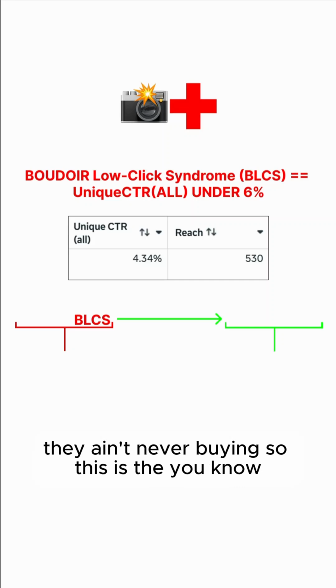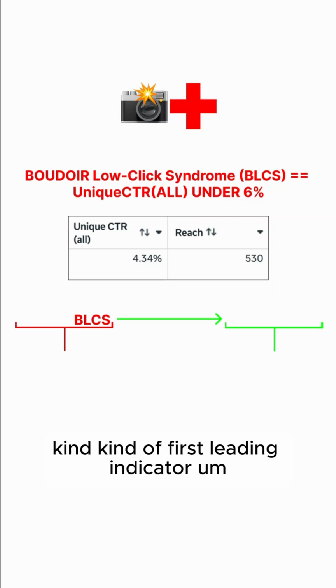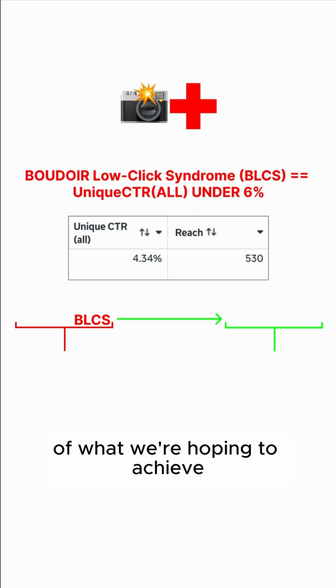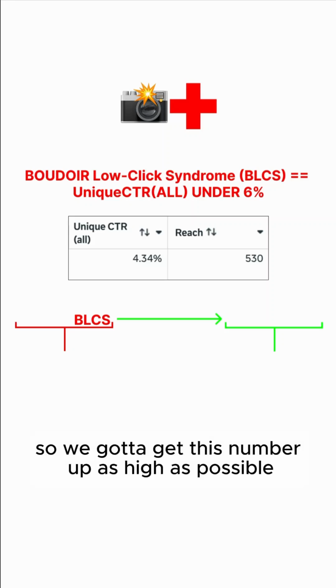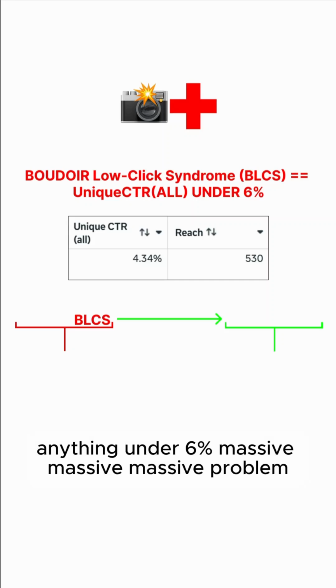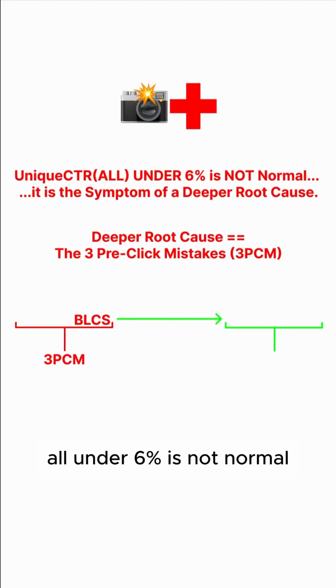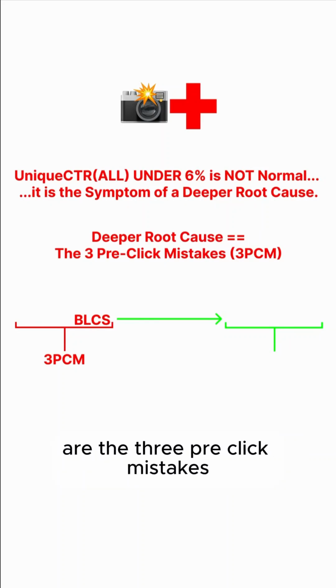They ain't never buying. So this is the purchase probability, the first leading indicator of what we're hoping to achieve. So we gotta get this number up as high as possible. 6% is the absolute minimum floor. Anything under 6%, massive, massive, massive problem. That's because a unique CTR all under 6% is not normal. It is a symptom of a deeper root cause, and that deeper root cause is the 3 pre-click mistakes.